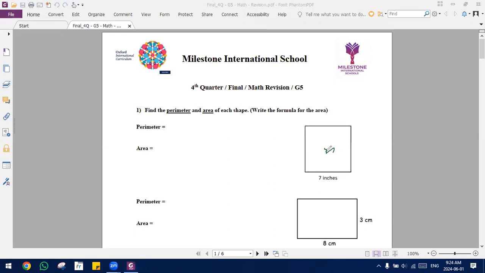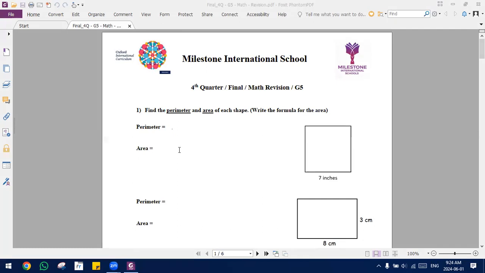Here we have this shape. It says here 7 inches. When I look at the other sides, there is no value, which means here all the sides are equal. So this is 7, this is 7, 7, and 7, which means that here we have a square. So to find the perimeter, we add all the sides.